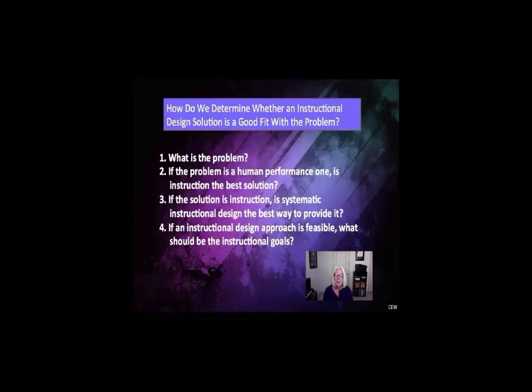So how do we determine whether an instructional design is a good fit with a problem? We have to say, what is the problem? We have to know the problem. If the problem is a human performance one, is instruction the best solution?